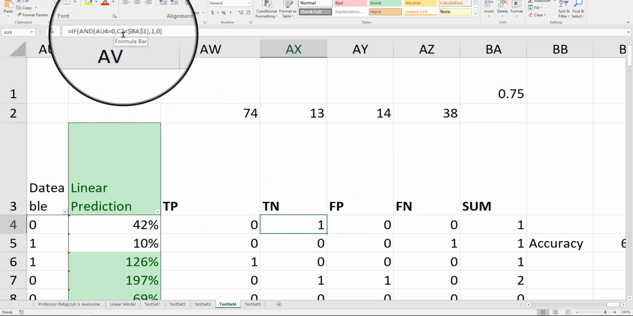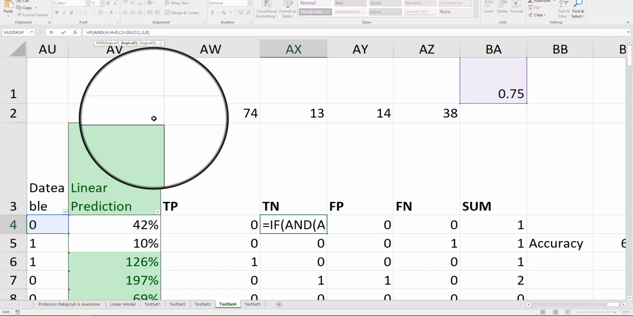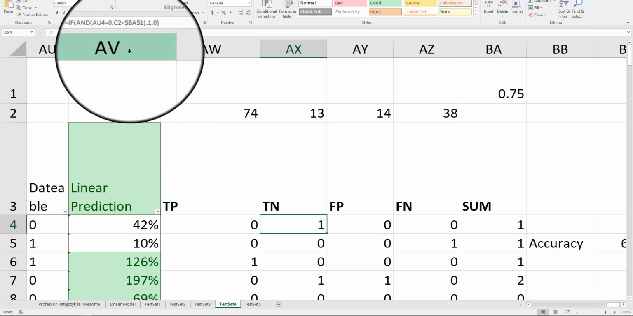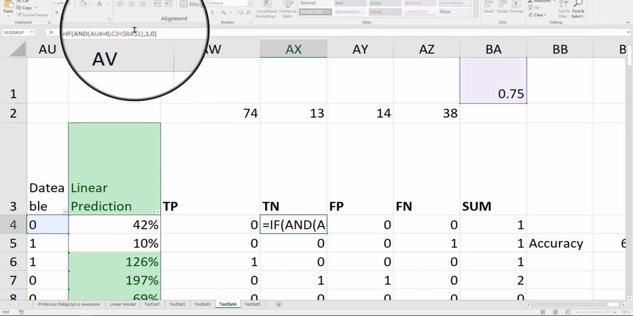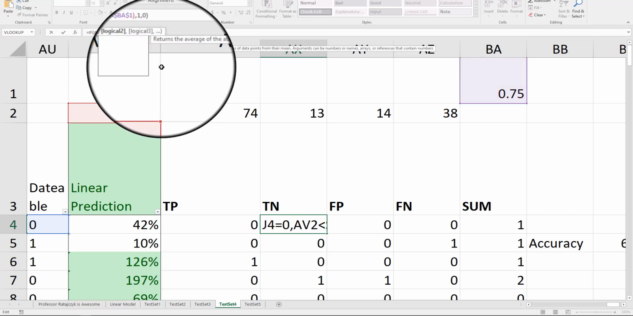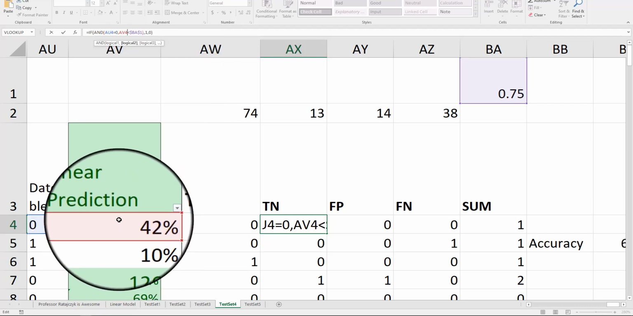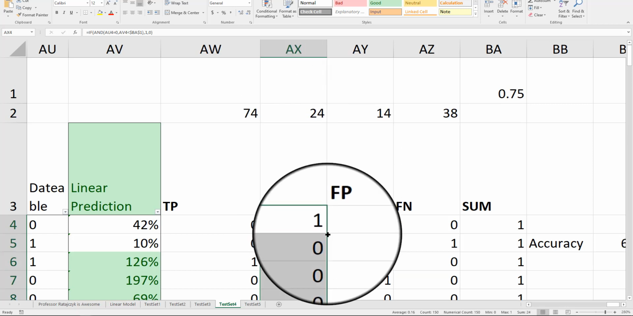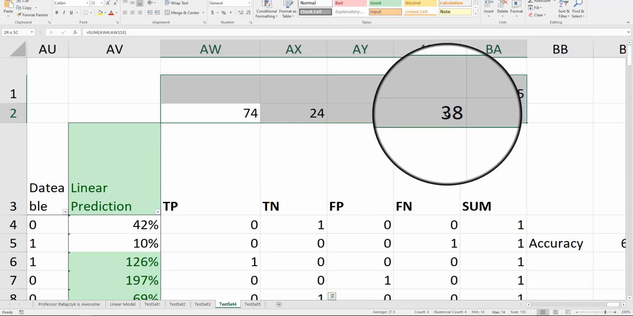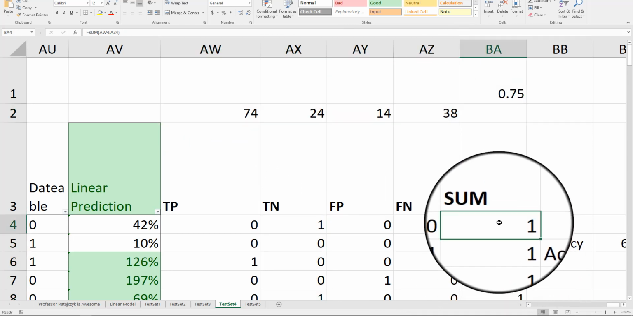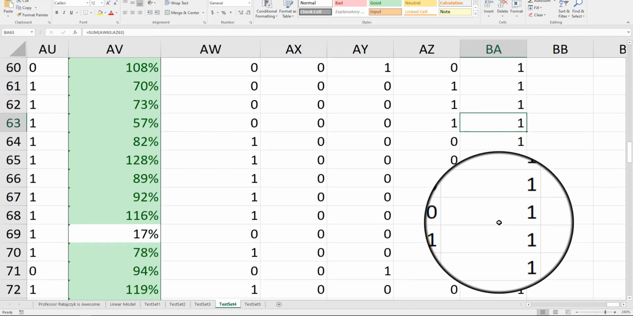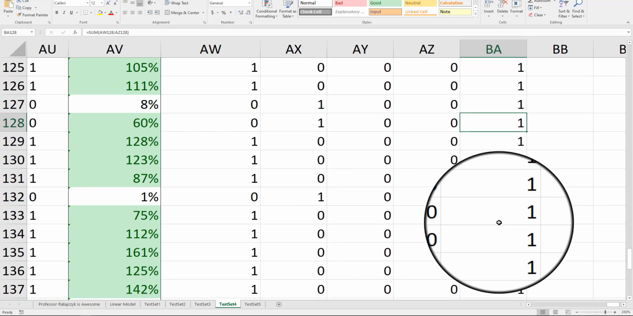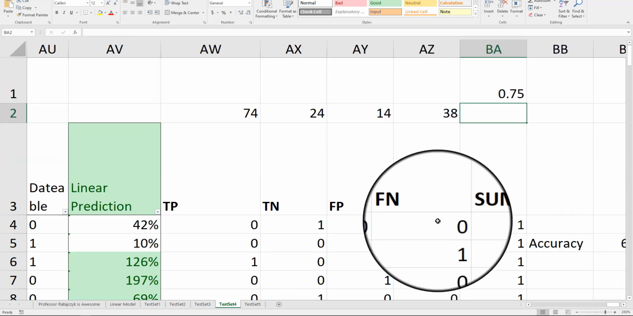So first and foremost, we need to reference that AV stuff. So we're going to reference AV4. Get rid of that 2 there. And now we're referencing this linear prediction. We'll double click and drag down. And now see what happened there. It went from 13 to 24. We add this up. There's our 150. And I guarantee you there's all of our 1s. So folks, that is one of the most common situations that could happen.